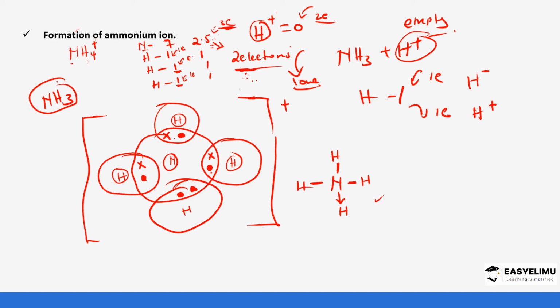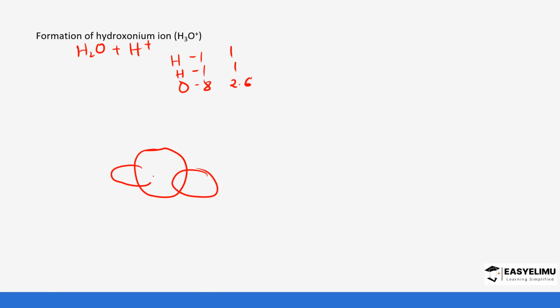Next, let's look at another example of a coordinate bond. The next example is the hydronium ion, which comes from water that has reacted with a hydrogen ion. So you first draw water. Oxygen has 8 electrons, so the configuration is 2, 6, and hydrogen is 1. If we draw that, the oxygen is at the center, surrounded by 2 hydrogens.